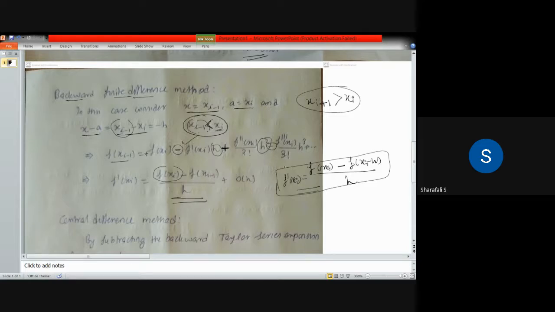Okay. So this is the expression when you are considering the numerical differentiation by using this finite difference method, when you are considering the backward finite difference method. In forward, it is f of xi plus h minus f of x. In backward, it is f of xi minus f of xi minus h. Okay. So that is the difference.